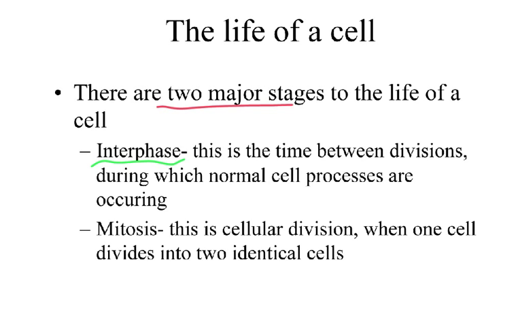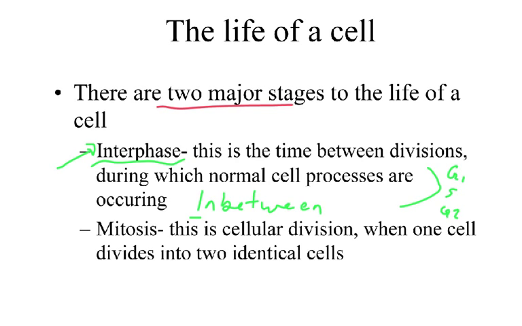This is the time between divisions during which the normal processes are occurring. I like to call this the in-between time because it's the time in between divisions, and you can match up the I in between with the I in interphase. So the interphase is the time in between divisions. First phase of the cell cycle. You learned in your POGIL, interphase is really G1, S, and G2 all together make up interphase.